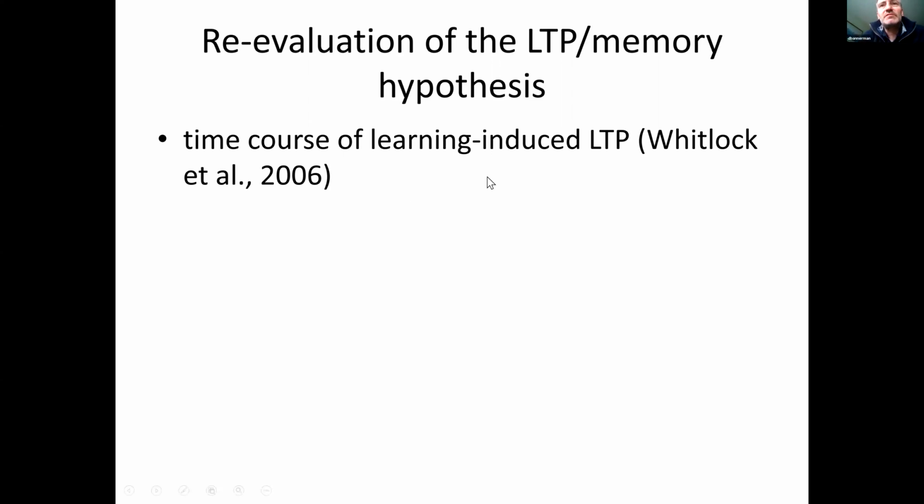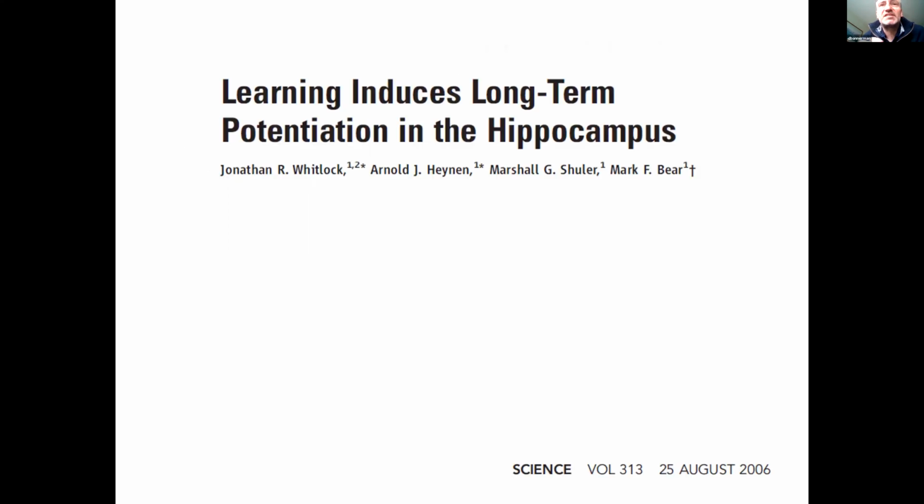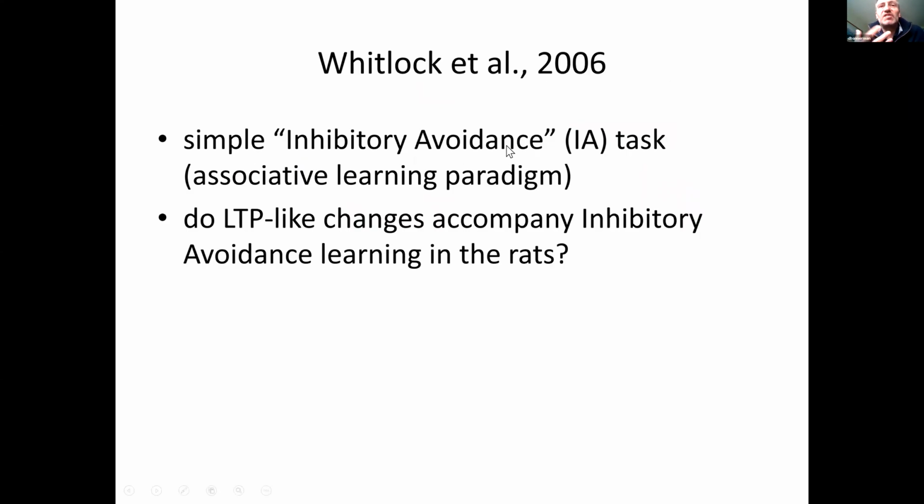But actually, when we look at LTP that's induced as a consequence of learning, there's quite a different result. And these experiments where you try and demonstrate LTP as a result of a behavioral experience or a learning episode have actually proved really difficult to do. And there aren't many very good studies that have managed to do this. One of the most widely cited is this paper from Whitlock and colleagues from Mark Bear's lab. And they trained rats on an inhibitory avoidance task, so a simple learning task, and then looked to see whether there were LTP-like changes that accompanied the learning in these animals.